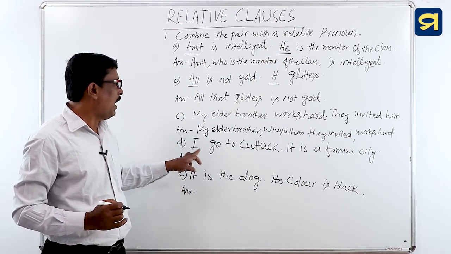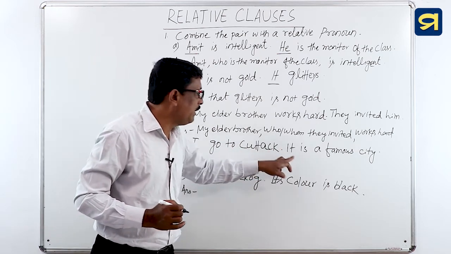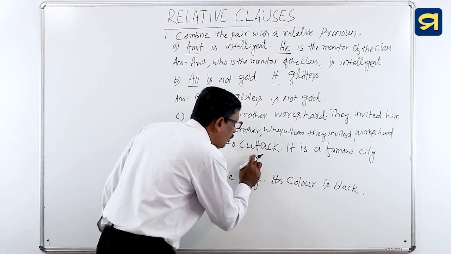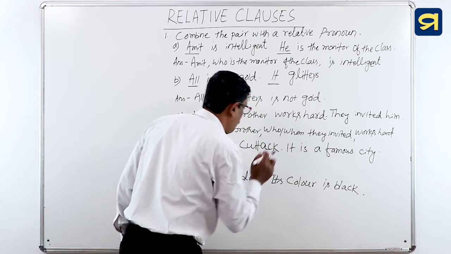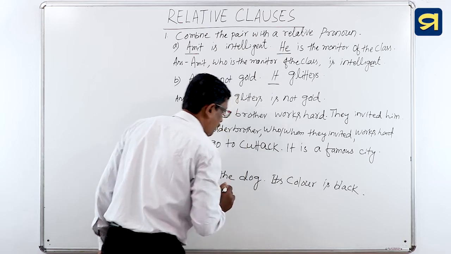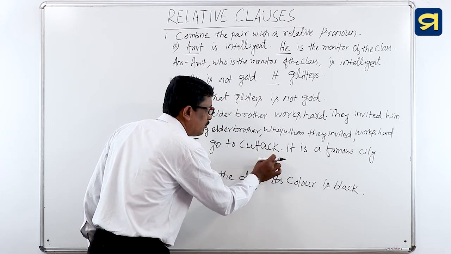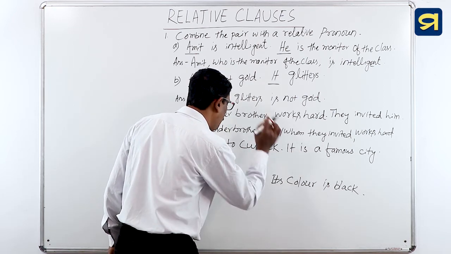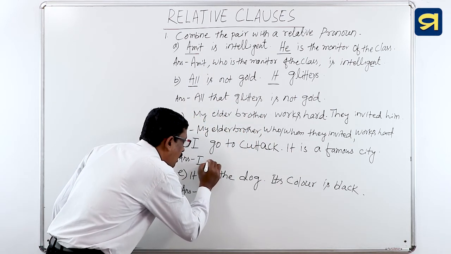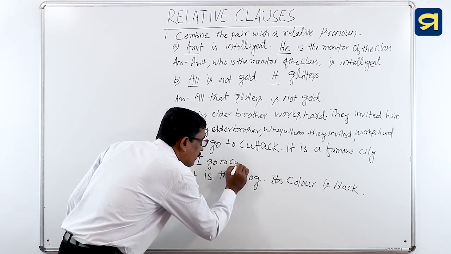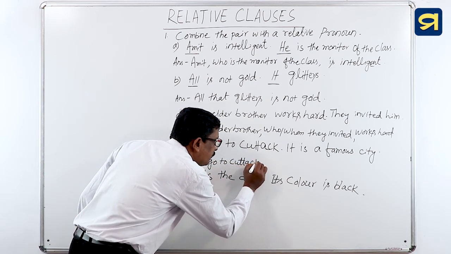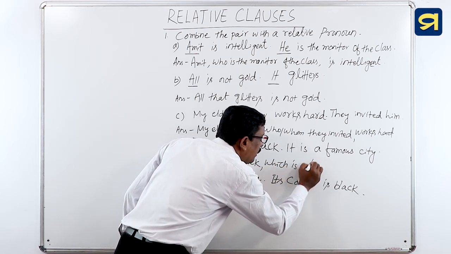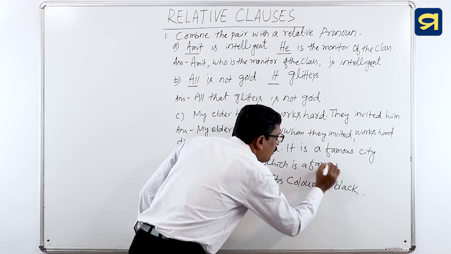D. I go to Cuttack. It is a famous city. Very good. Here Cuttack represents the word it. So it is a non-person and Cuttack is also a non-person. So the relative pronoun which is used because it is a non-defining relative clause. I go to Cuttack, which is a famous city.